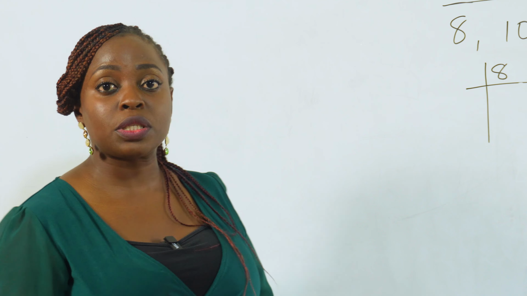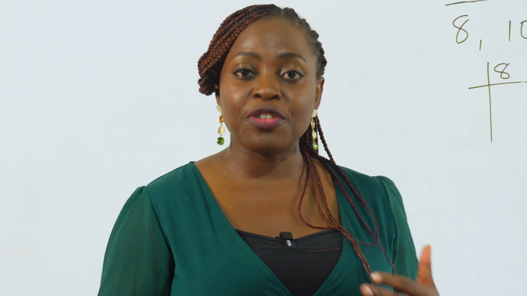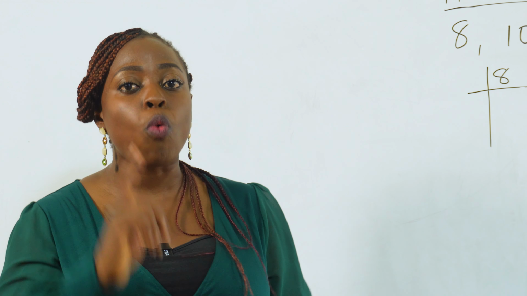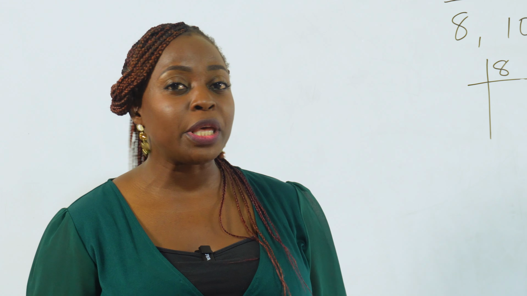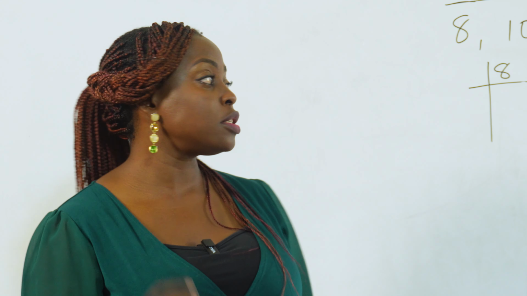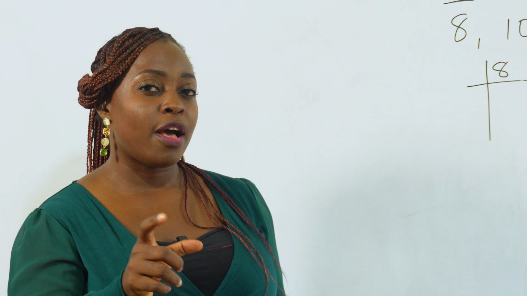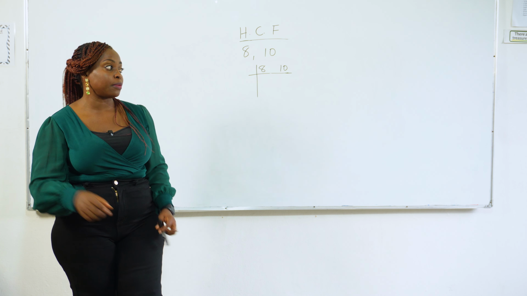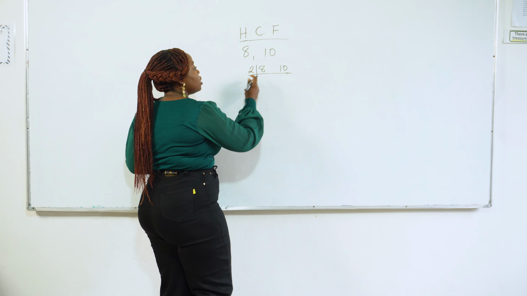Now, this is the difference between HCF and LCM. In your LCM method, that number has to divide at least one of the 2 numbers. But in your HCF, the number you're picking must be able to divide the 2 numbers you're working with. Today, the 2 numbers that we're working with are 8 and 10. So we need to find a number that can divide both 8 and 10. And that number is what? 2. We're starting with the lowest one.